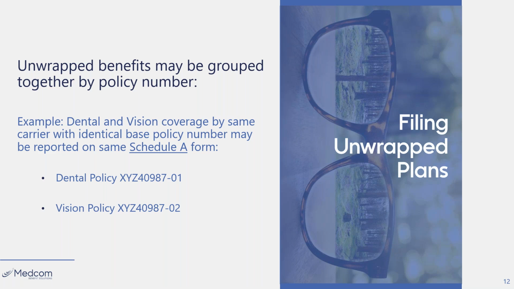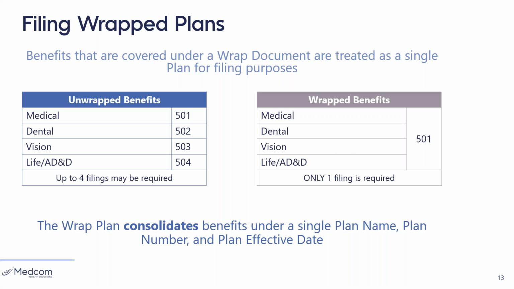Looking forward, if we can go to the next slide. Here on the left, you'll see in the unwrapped benefits, you'll have medical, dental, vision, life, and ADD. We see all of them listed with their own plan number. This would be 4 separate filings you would have to do for a client without a wrap document. That can be costly for your client. Even when they're timely, that's costly in terms of paying for preparation.